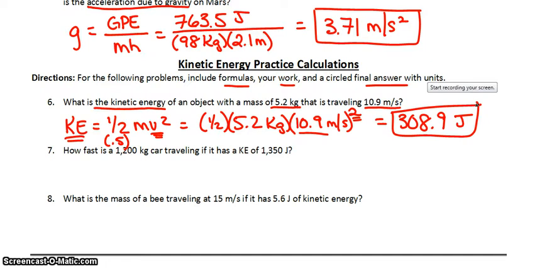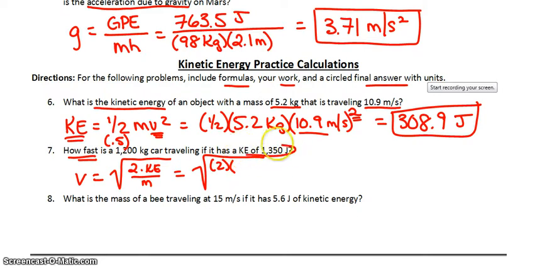How fast is a 1,200 kilogram car traveling if it has a KE of 1350 joules? How fast? They want us to find a velocity. So if you go and look at your formulas, velocity equals the square root of 2 times the kinetic energy divided by the mass. All right, let's fill in our numbers. Kinetic energy, it says right here, a KE of 1350 joules. So let's put that right here. We're going to divide that by the mass, which is right here, 1,200 kilograms.